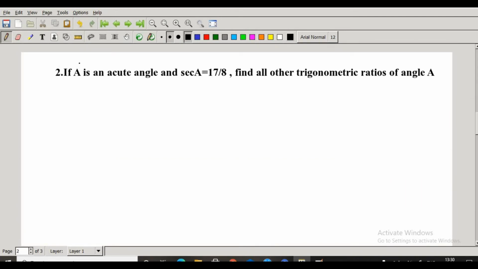If A is an acute angle, so for trigonometry we should always deal with a right angle triangle. So I'm just drawing a right angle triangle. They have given that A is an acute angle, so I'm going to write this A here, and secant A is 17 by 8.